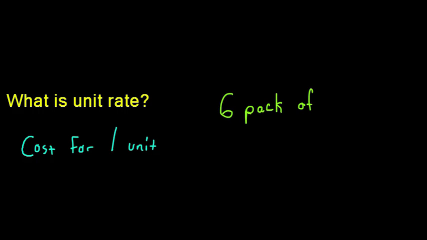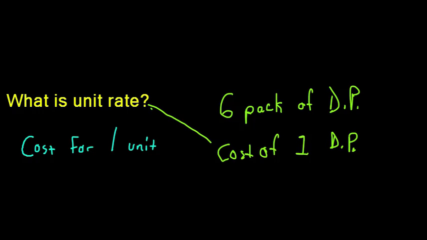And here is our essential question. What is unit rate? Unit rate is the cost for one unit. For example, if we had a 6-pack of Dr. Pepper, the unit rate or the unit cost would be the cost of one Dr. Pepper. That is what unit rate is, the cost of one unit.